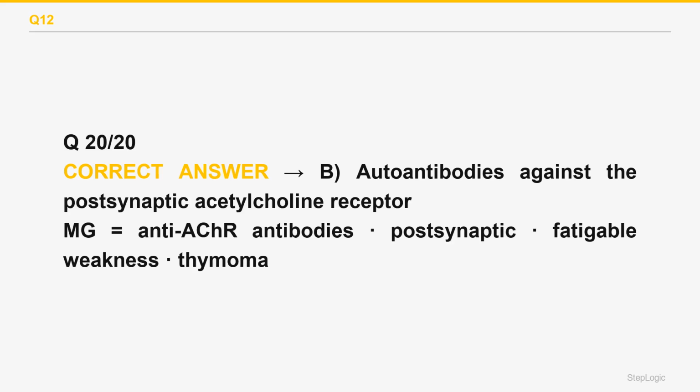The correct answer is B. The thymic abnormality, thymoma or thymic hyperplasia, is strongly associated, and thymectomy can help. The crucial contrast is with Lambert-Eaton syndrome, where antibodies hit the presynaptic calcium channel and weakness improves with use, with an incremental response. Myasthenia gravis worsens with use, Lambert-Eaton improves with use. Postsynaptic anti-acetylcholine receptor antibodies. Treat with acetylcholinesterase inhibitors like pyridostigmine.